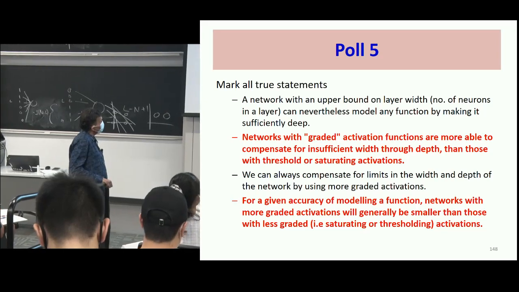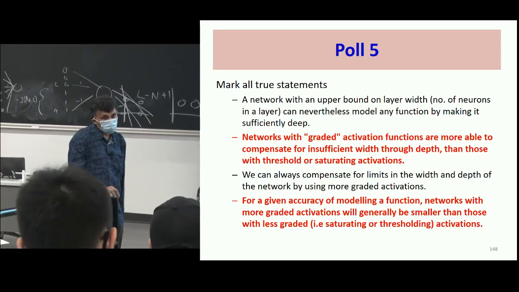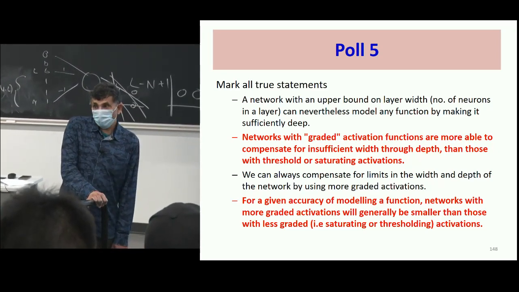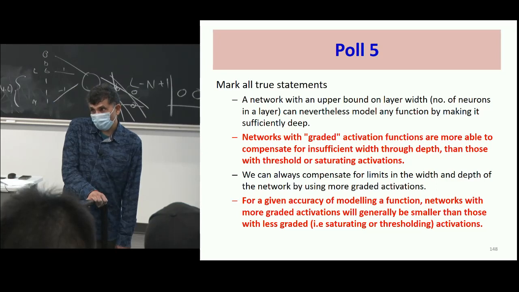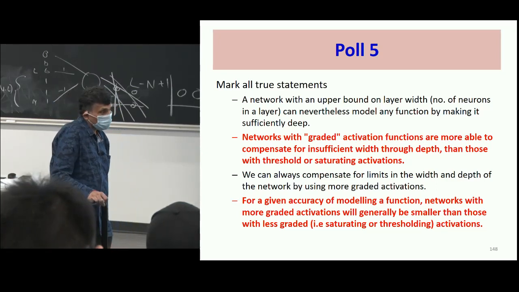So a network with an upper bound on layer width cannot model any function by making it deep, right? There might be some functions it can never model. We already saw that. You can improve the approximation by adding depth, but there's some things it can never model.